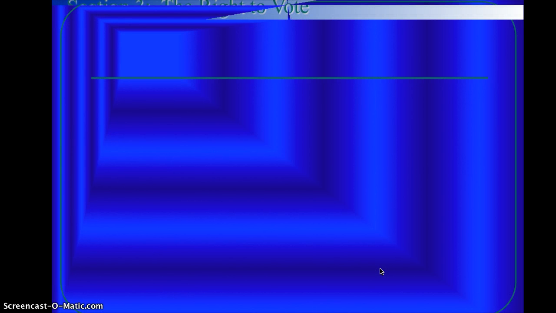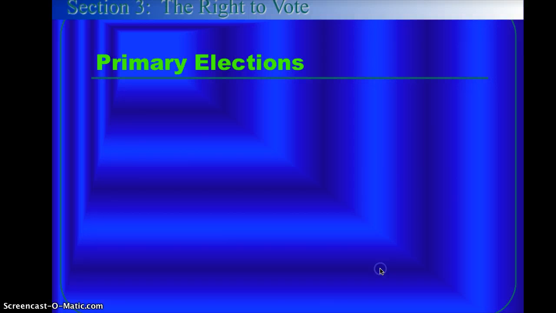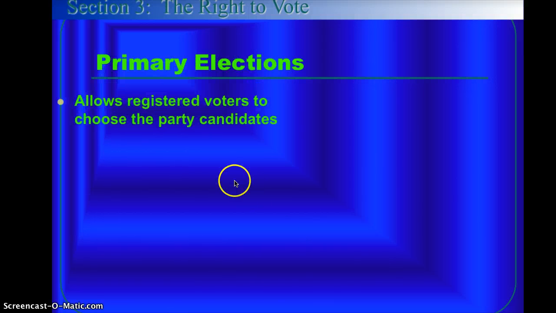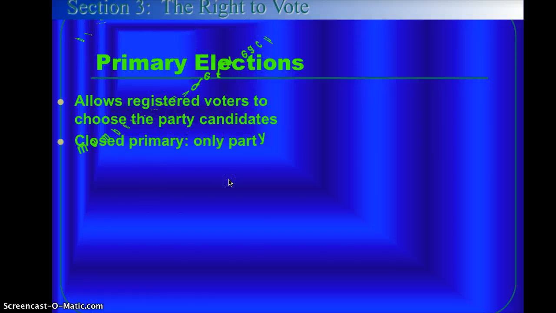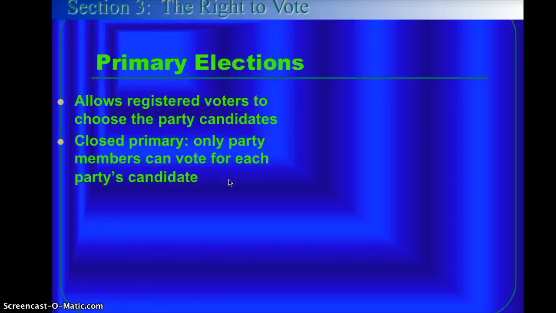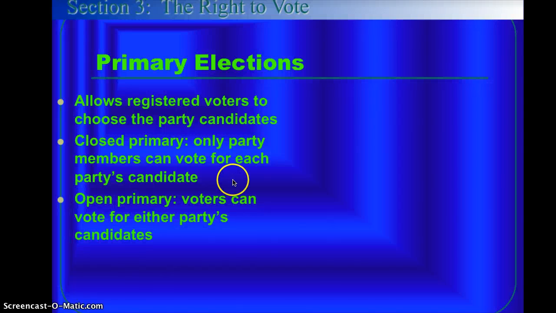Next, primary elections. I'm going to get this on here first. You have closed primary and then an open primary. In a closed primary, only party members can vote for each party's candidate. In an open primary, voters can vote for either party's candidate.